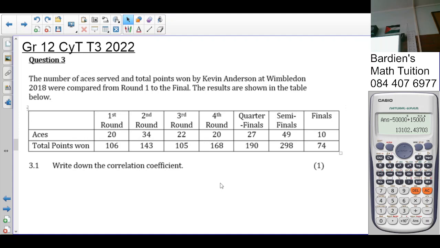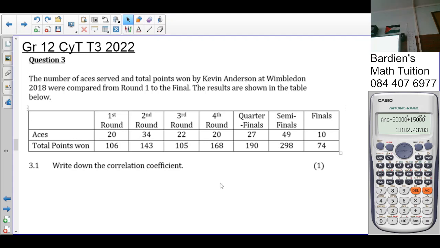Okay, the Wimbledon is the big tennis competition. The biggest in the world. No? Wimbledon. The number of aces served and the total points won by Kevin Anderson at Wimbledon 2018 was compared from round 1 to the final. Okay? The results are shown in the table below. Okay? Aces and points won.